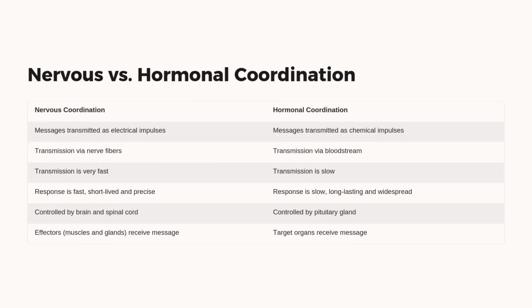Nervous versus hormonal coordination. Nervous coordination: messages transmitted as electrical impulses, transmission via nerve fibers, transmission is very fast, response is fast, short-lived and precise, controlled by brain and spinal cord. Effectors, muscles and glands receive message. Hormonal coordination: messages transmitted as chemical impulses, transmission via bloodstream, transmission is slow, response is slow, long-lasting and widespread, controlled by pituitary gland. Target organs receive message.